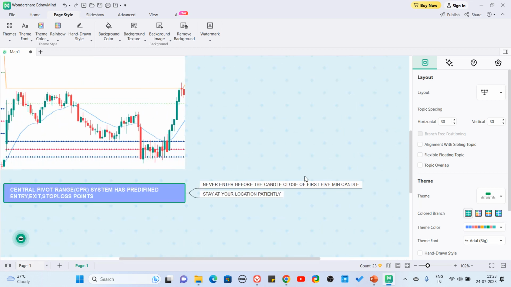Never enter before the first 5 minute candle closes. Sometimes it gives you profits, but we are not here to gamble in the markets. We are here to earn money as a professional trader.